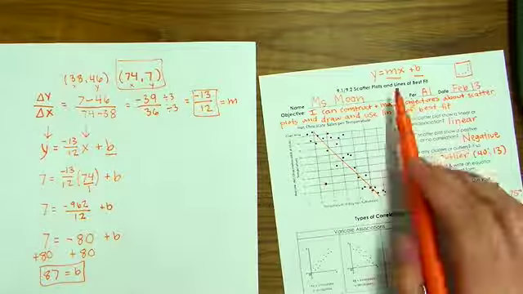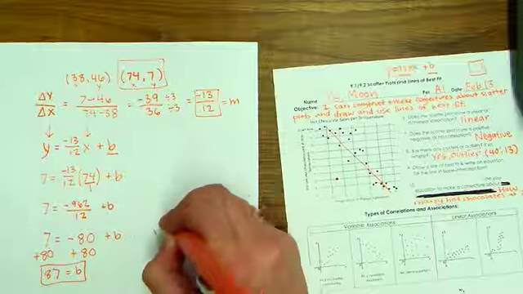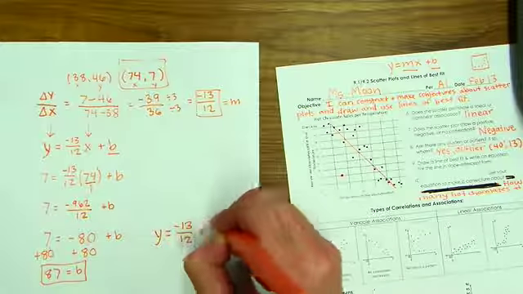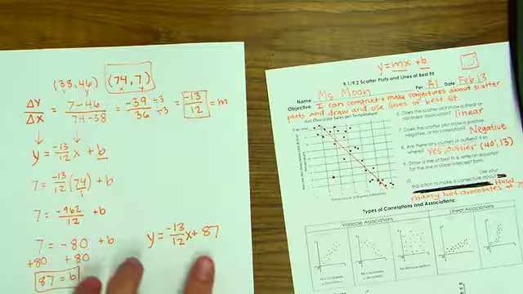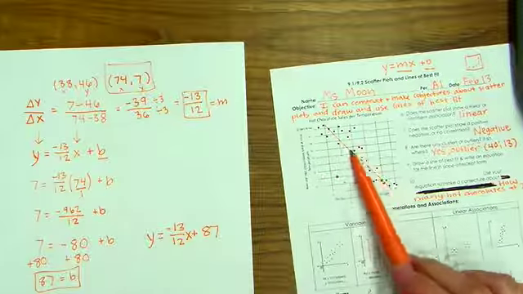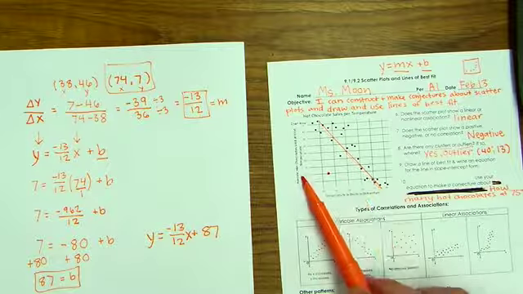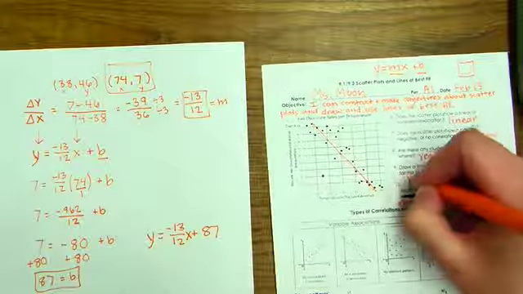Yay, so I have my slope and my y-intercept, and I can write my equation. y equals negative 13/12x plus 87. So for any x and y in this situation, for the line I drew, we can use degrees to find the average hot chocolate. So we'll write that answer here for number 9.